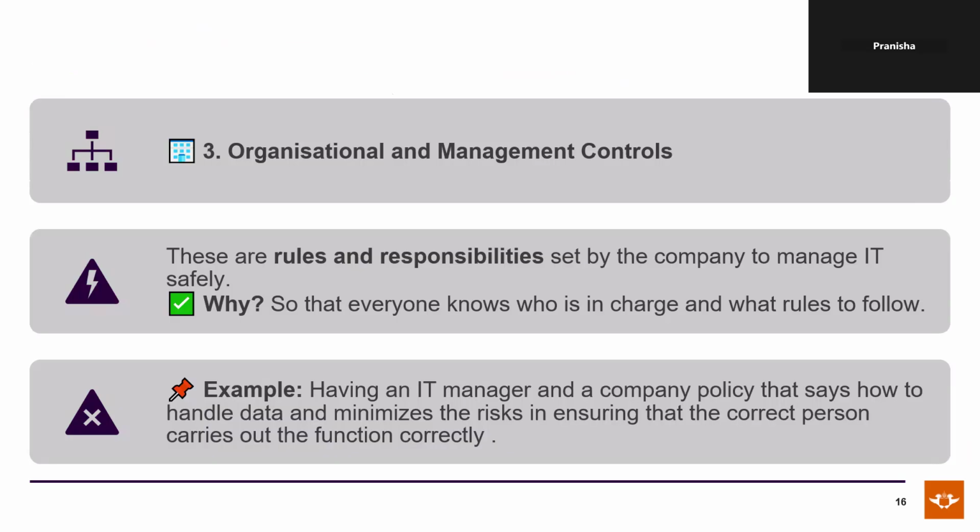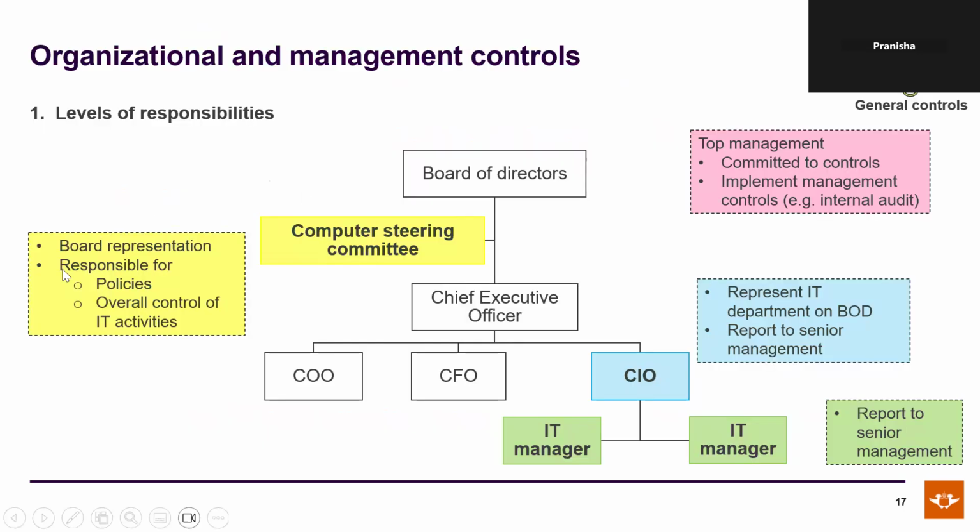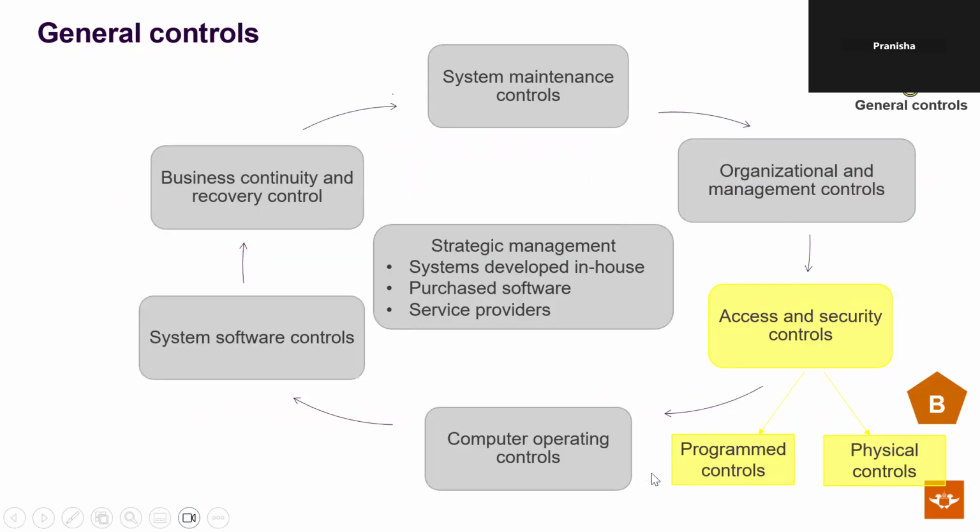An example here would be rules and responsibilities set by the company to manage the IT department. And this again is really important, because having the right people doing the right jobs within the IT environment ensures that our IT systems are run effectively and properly. And this here is just an example of how an organizational structure can look when it comes to an IT system.